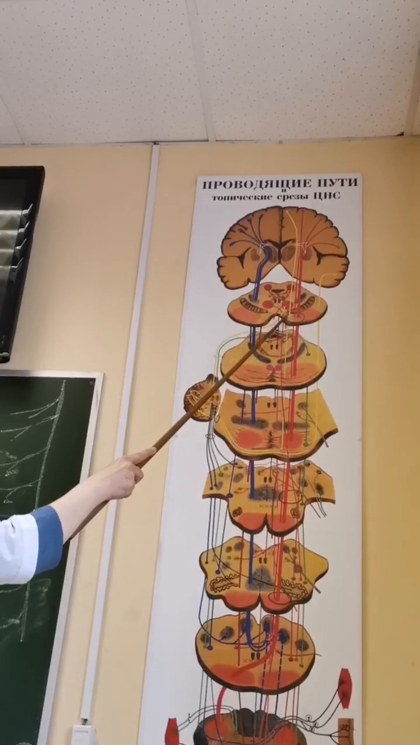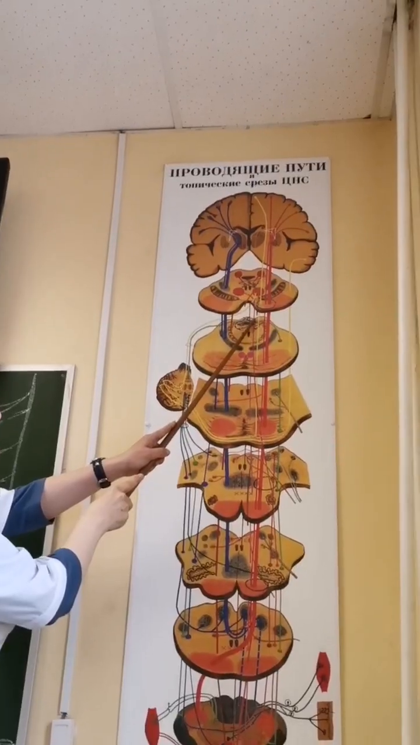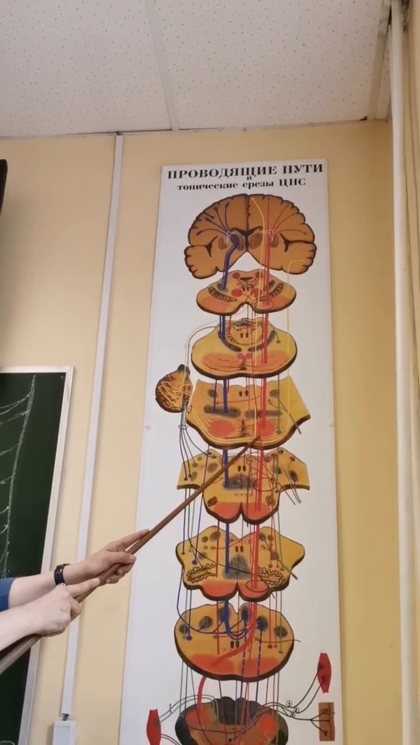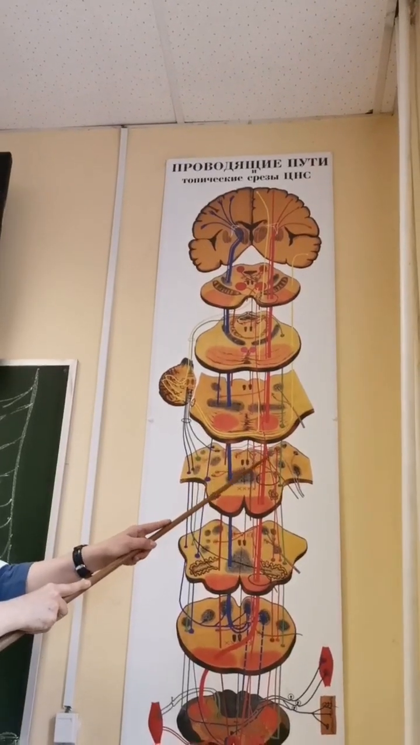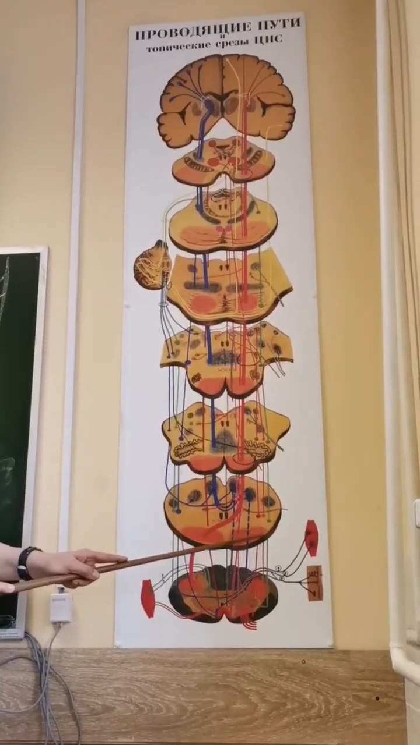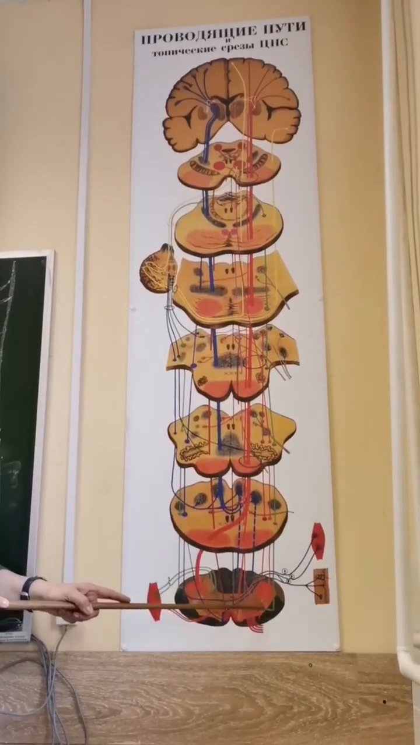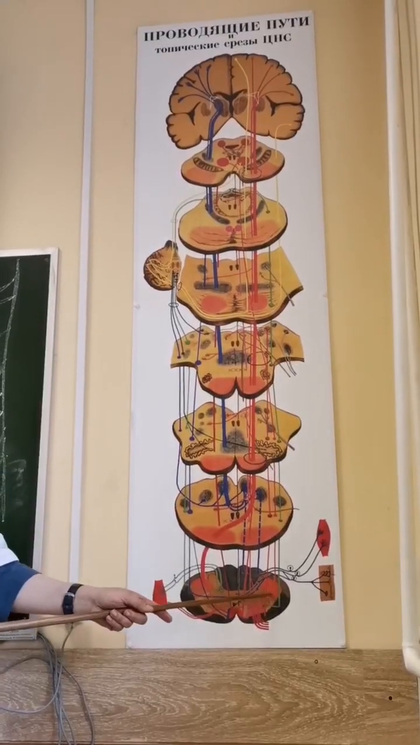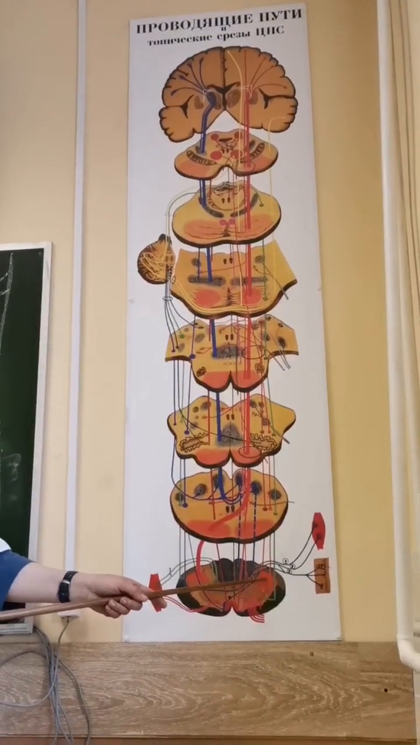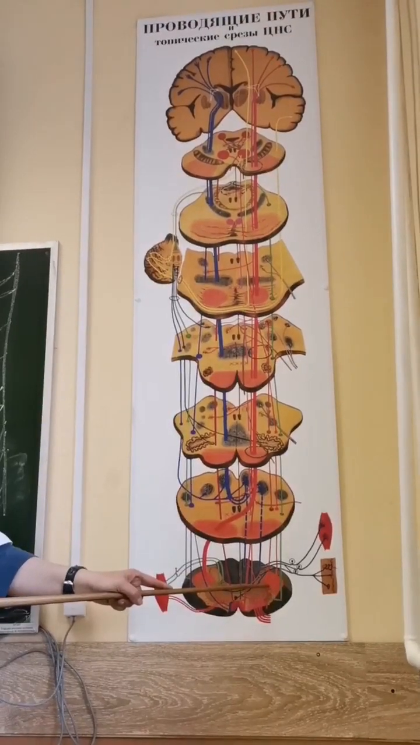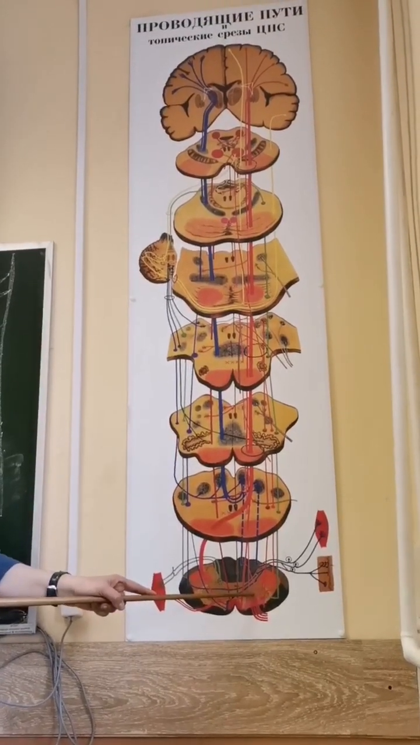And the axons descend and pass through the pons, pass through the medulla oblongata, and go to the lateral funiculus of the spinal cord, in front of the lateral corticospinal tract. And the axons of the first neuron go to the anterior horn.